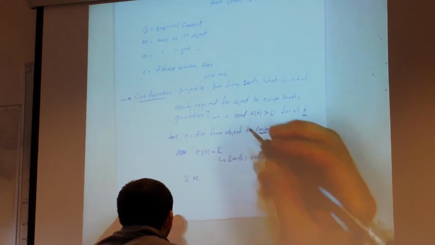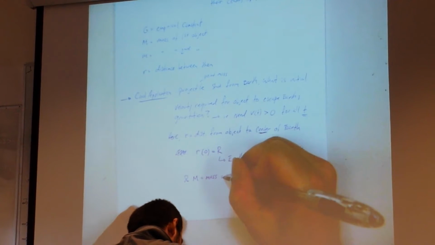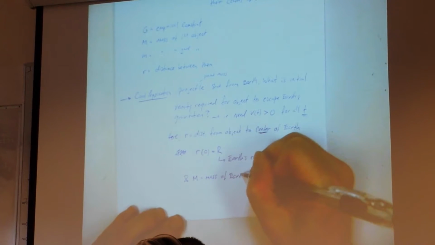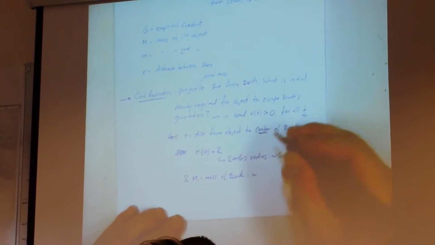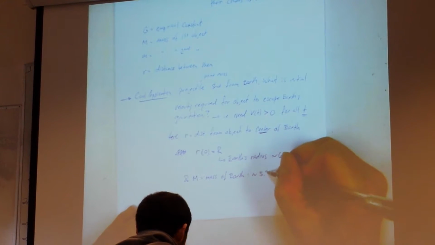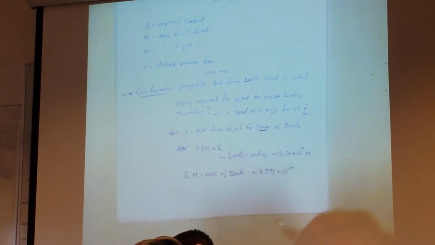And take capital M to be the mass of the Earth, which again is pretty large. That's about 5.975 times 10 to the 24th kilograms.